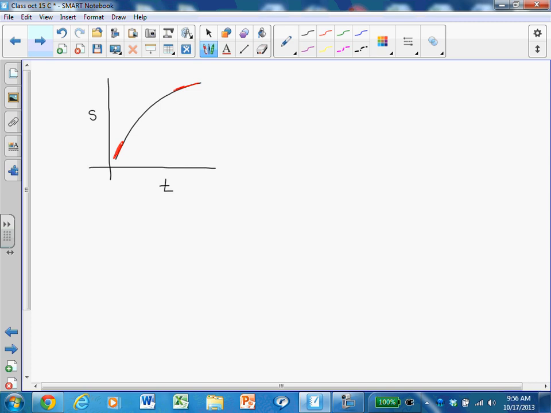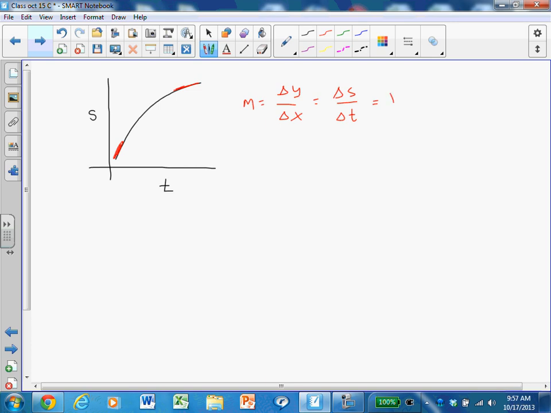Change in... real close. Just switch them, right? Good. Okay, so what is our y here? What's y? S, right. And what is x? So that gives us what? Which is average velocity, right?